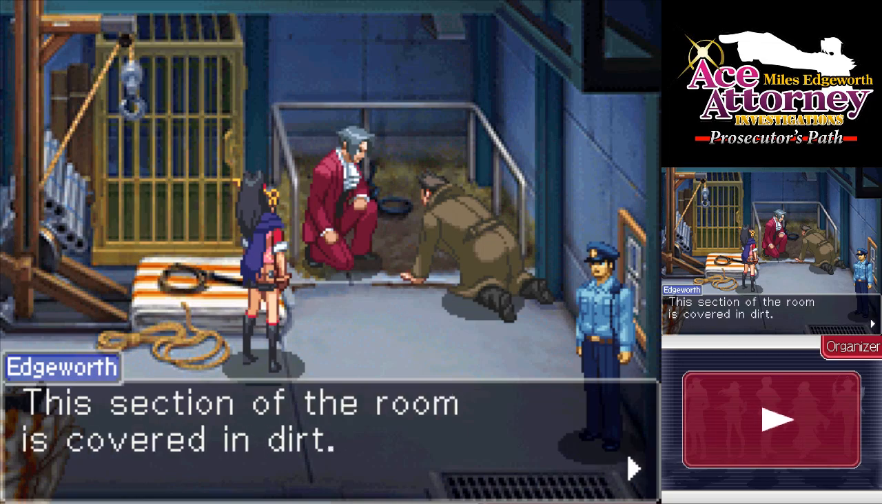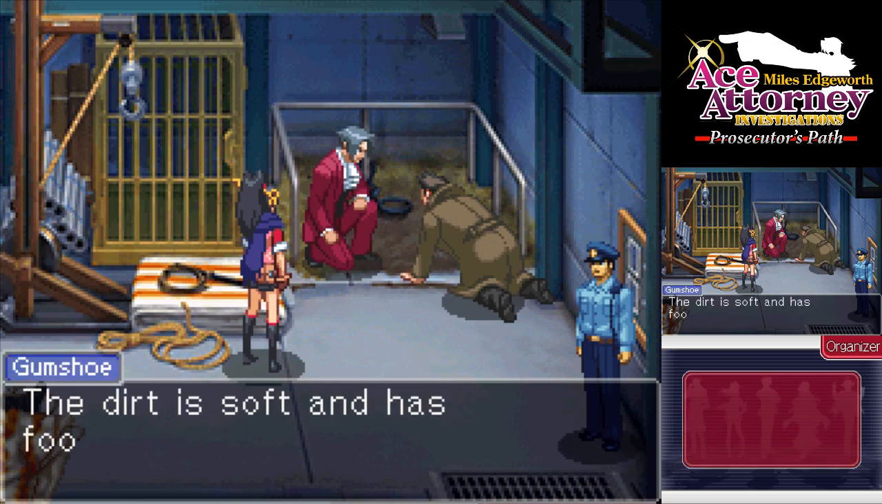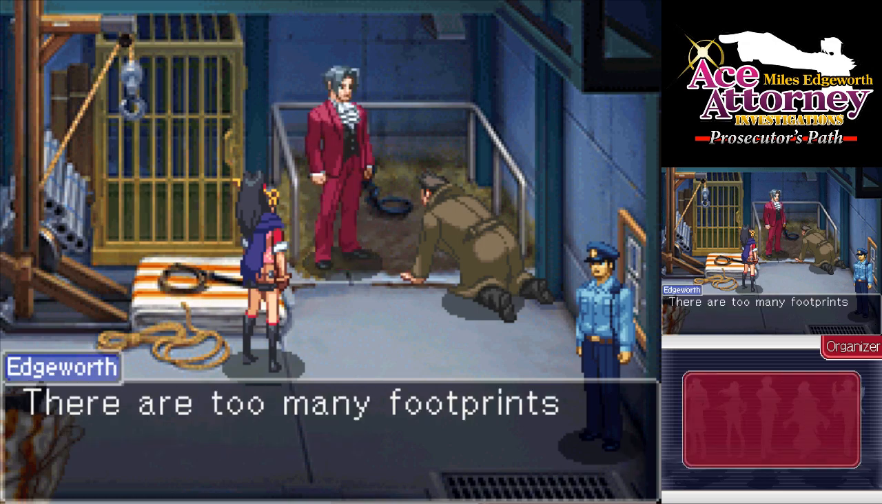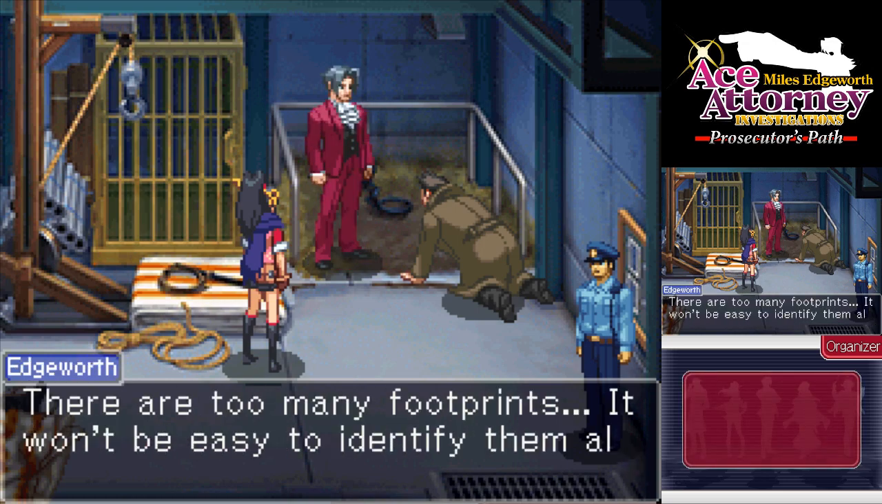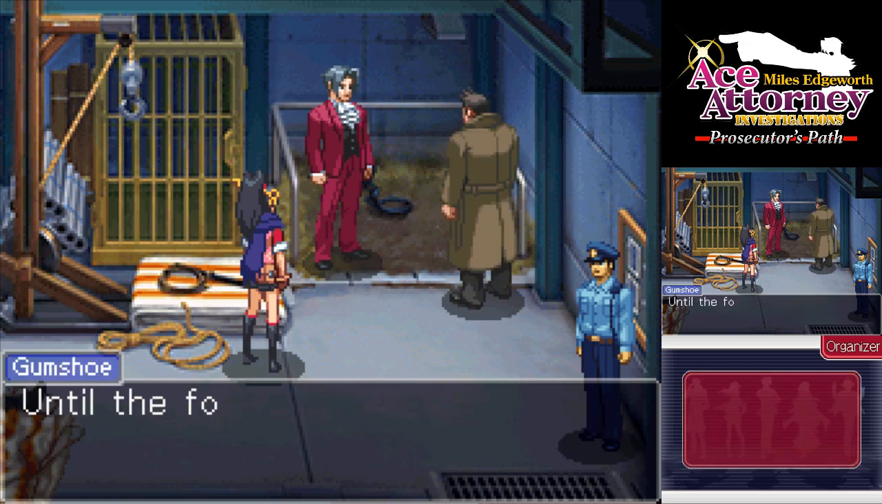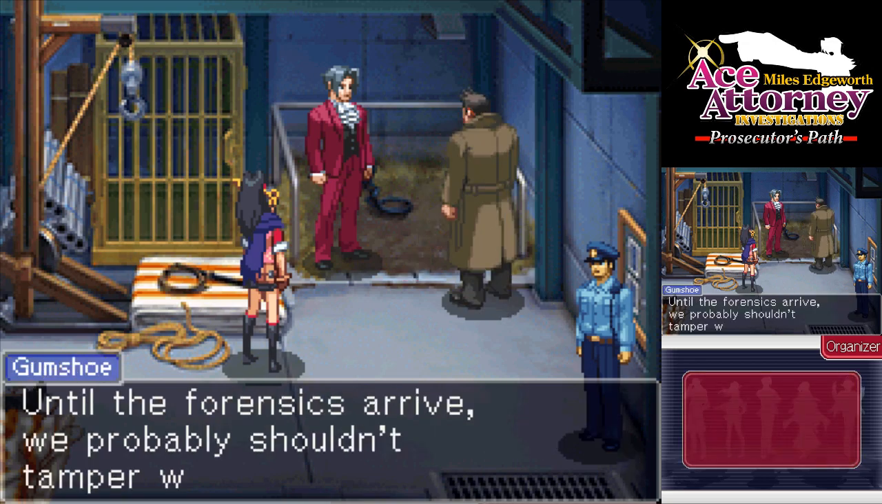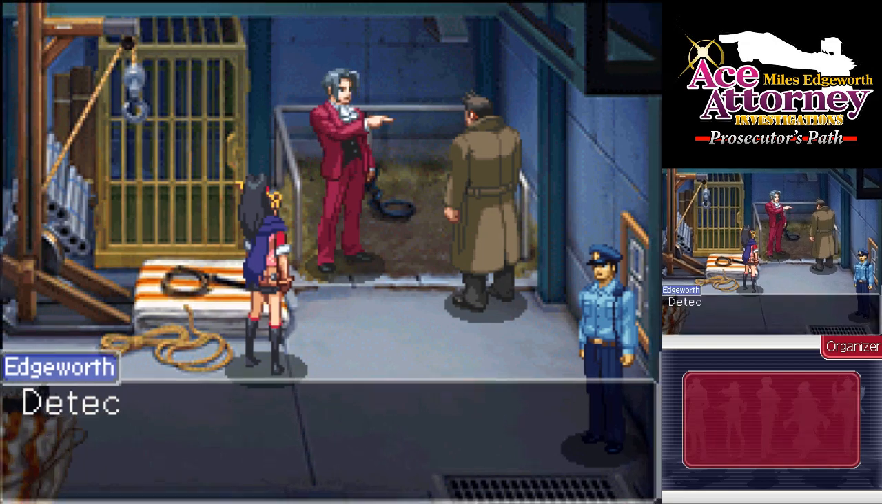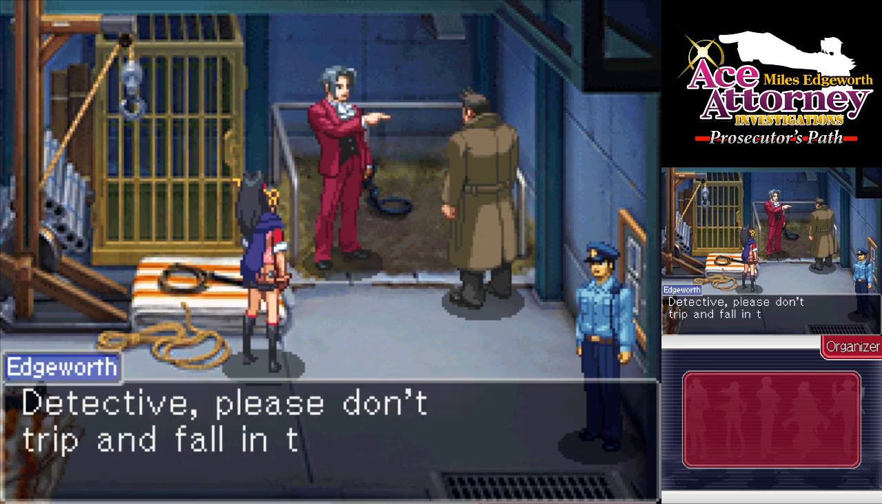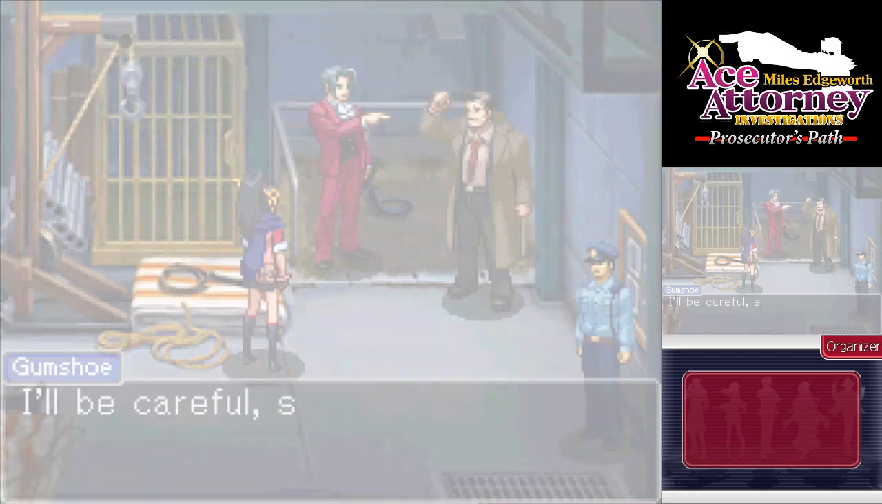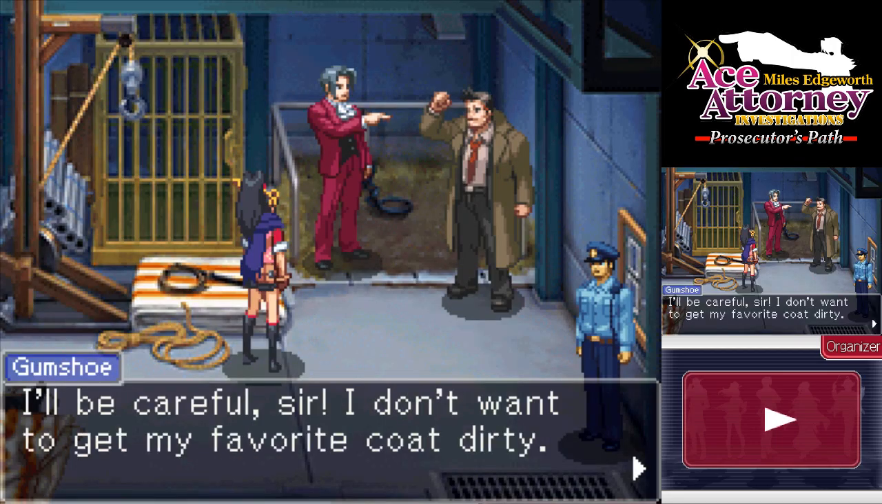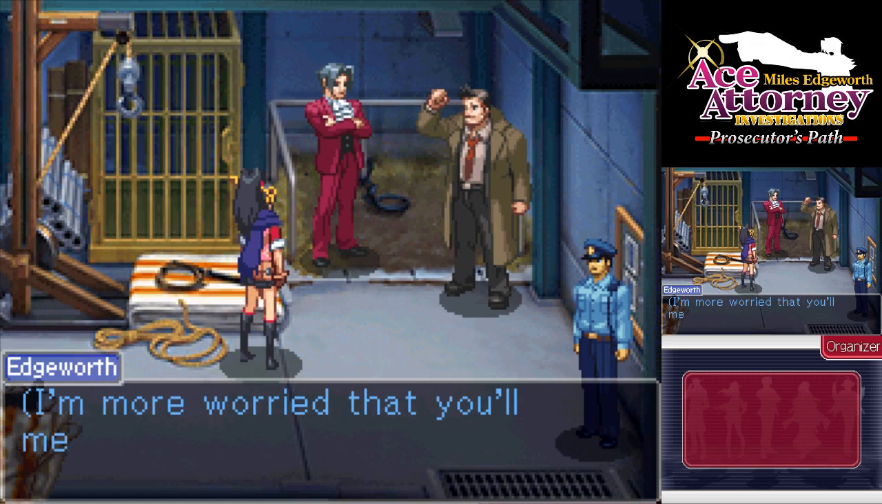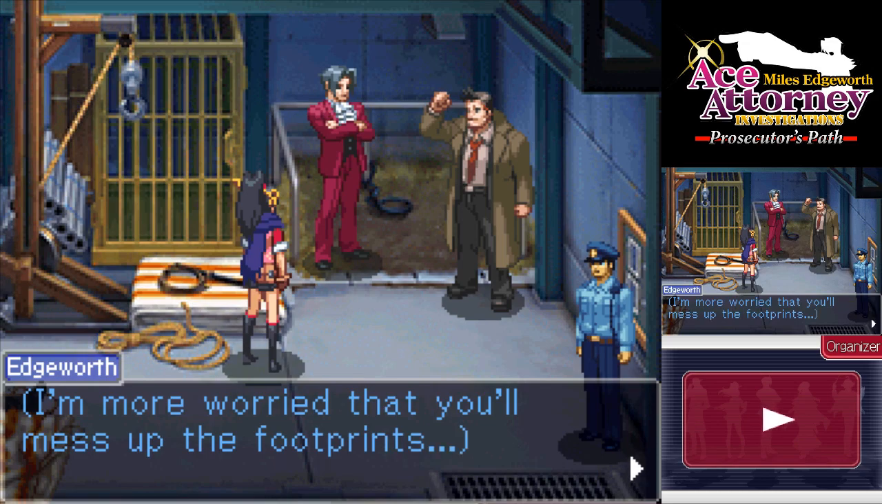This section of the room is covered in dirt. The dirt is soft and has footprints on it, sir. There are too many footprints. It won't be easy to identify them all. Until the forensics arrive, we probably shouldn't tamper with this area. Detective, please don't trip and fall in the dirt. I'll be careful, sir. I don't want to get my favorite coat dirty. I'm more worried that you'll mess up the footprints.